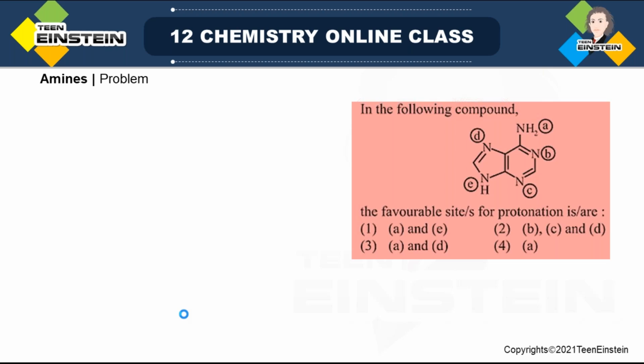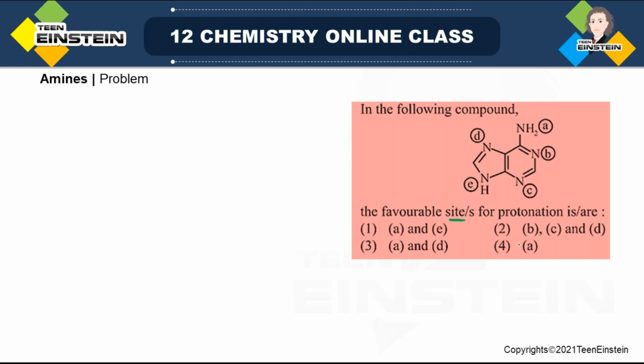Now you have to find the favorable site, or it may be more than one, for protonation. Now it is another way of asking which nitrogen is maximum basic. That means in which nitrogen the lone pair availability is maximum. So that will be considered as most basic, or you can say that is the most favorable site for protonation, because protonation means it is showing basic character.